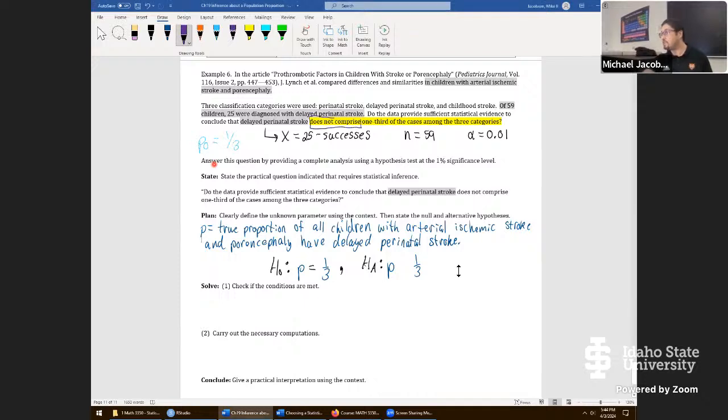"Does not compromise 1/3." When it says does not compromise, they're testing both directions. Maybe they suspect it's above 1/3 or below 1/3. They're really just not sure. So we're testing this way.